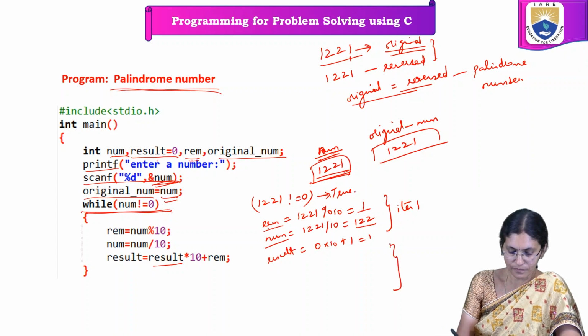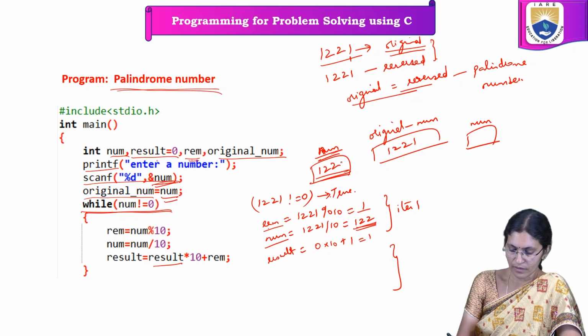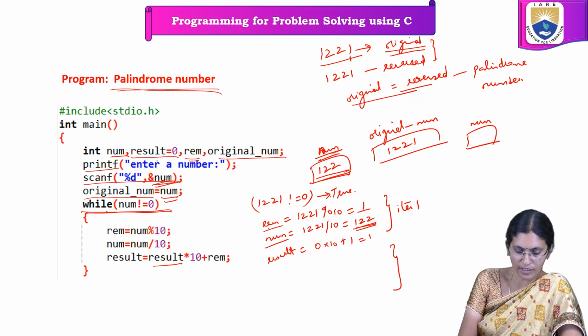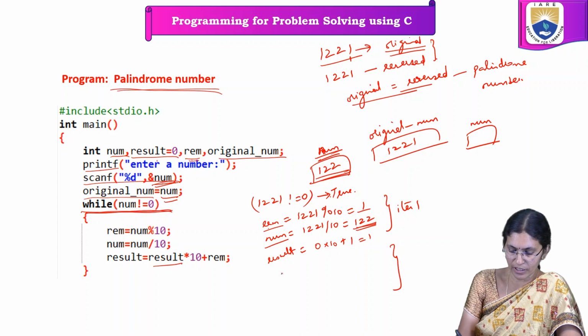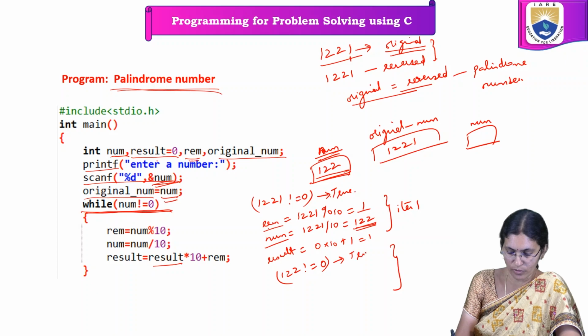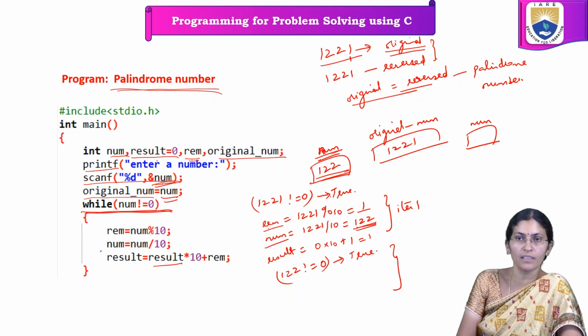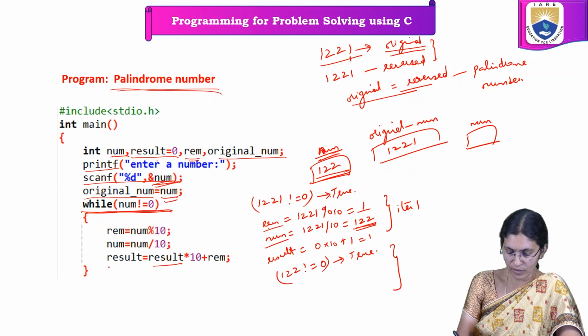Now again the condition will be checked. The new num value is equal to 122. You can see the num value has been changed. When num is equal to 122, it will check the condition again. 122 is not equal to 0, so this condition evaluates to true, which means all these statements will be executed. So this is iteration 2.